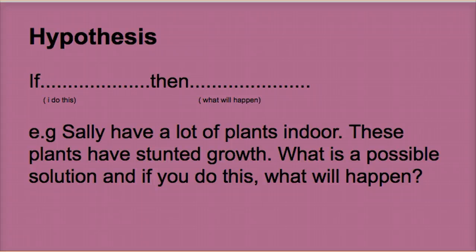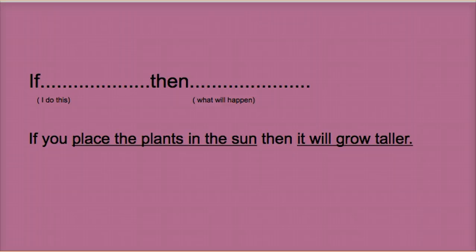Let's look at an example. Sally has a lot of plants indoors. These plants have stunted growth. What is a possible solution, and if you do this, what will happen? Our hypothesis is, if you place the plants in sun, then it will grow taller.